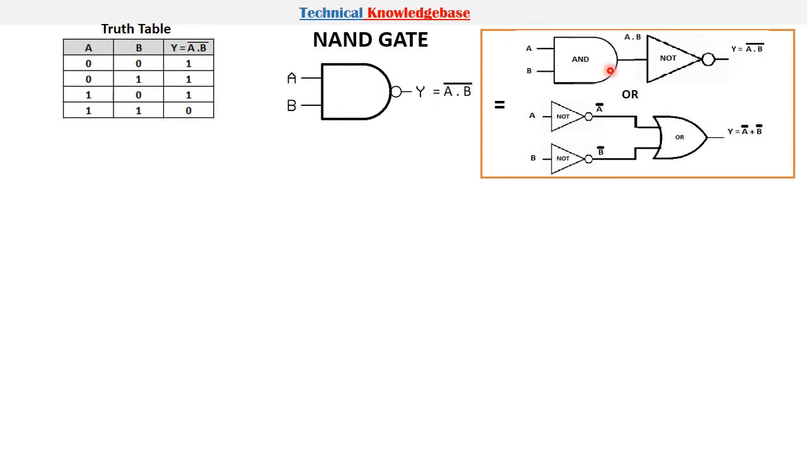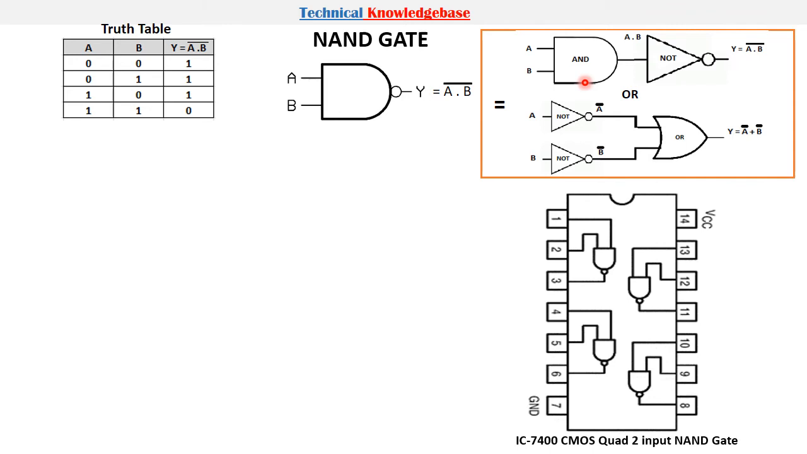Now there are two representations for NAND gate design. We can design a NAND gate using AND and NOT gate, or NOT and OR gate. So here both designs are made, so it is easy to understand.